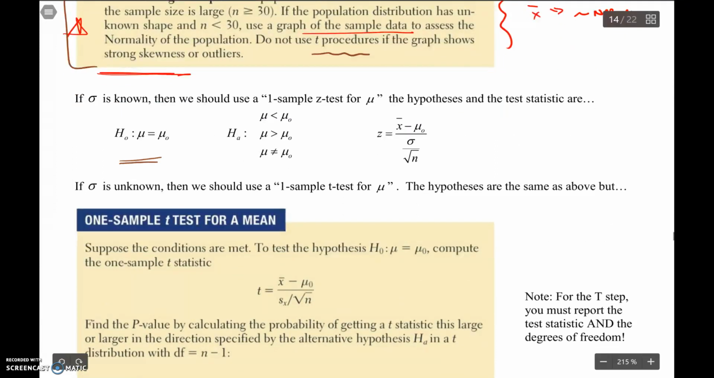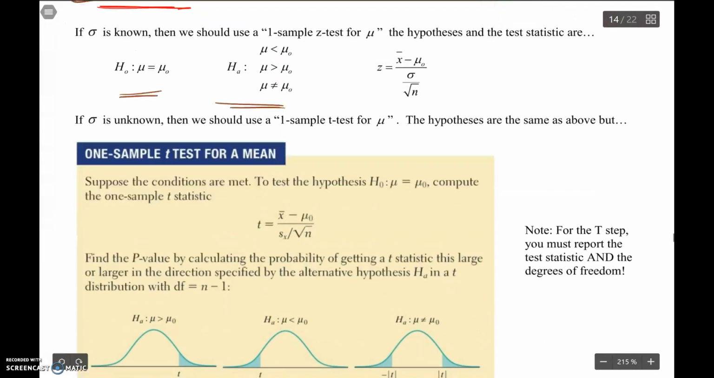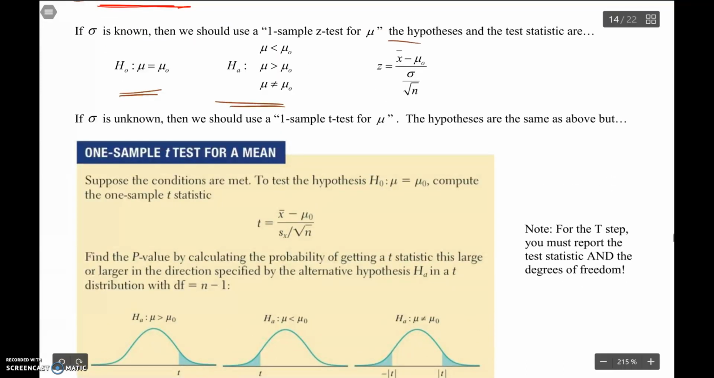This is the null and alternate for both tests. It's mu is equal to some number against the alternate that it's less than, greater than, or not equal to. Our test statistic, if sigma is known, will look like this, where we have the true population standard deviation in there. That's what makes this test statistic exactly normally distributed. If we have to put S in there instead, that test statistic no longer has a normal distribution. It has a T distribution with n minus 1 degrees of freedom, where n is the sample size.